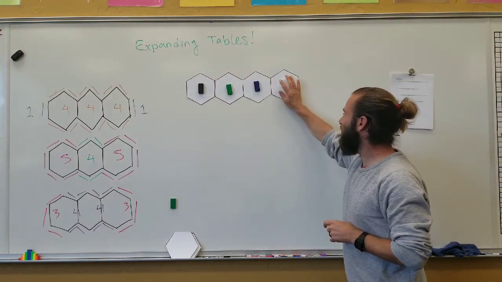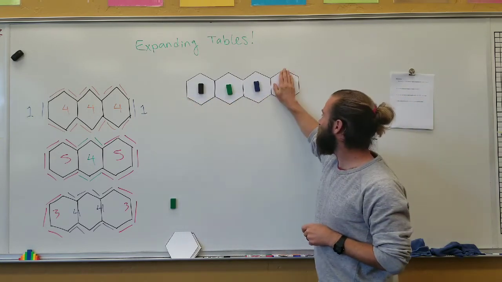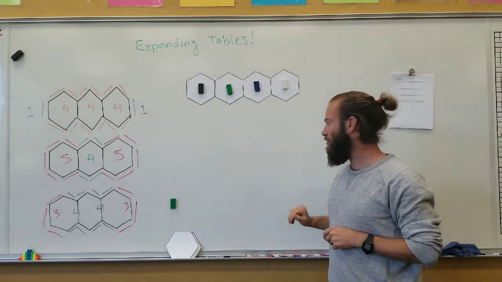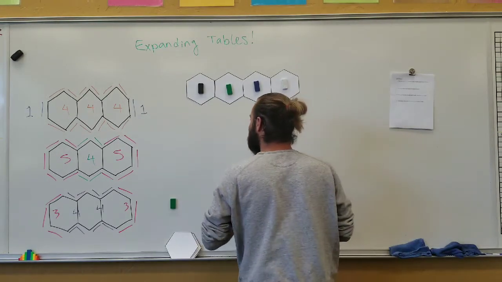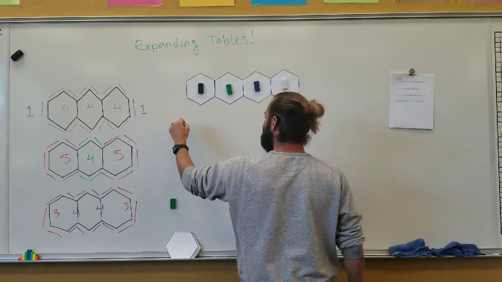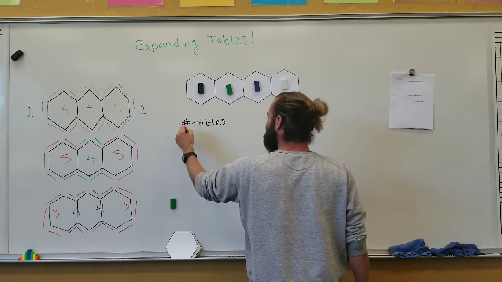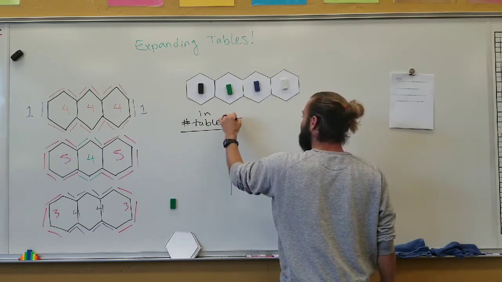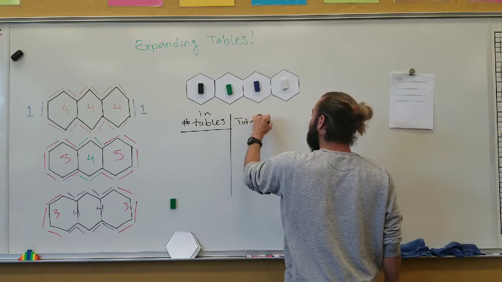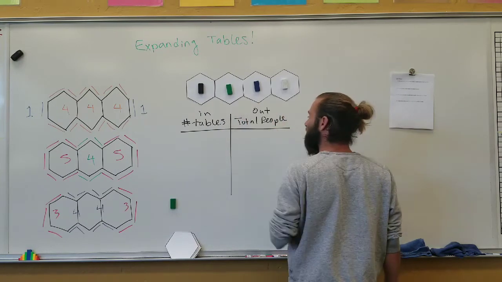And then it seems like, again, we still have the ends, and this new table has simply just added 4 more. Okay? And there's lots of ways you can record this. Another way I would really recommend is if you think about the number of tables as like an input and the total people as like the output.